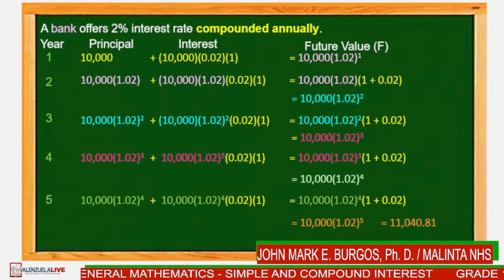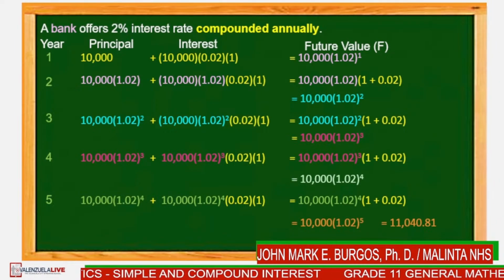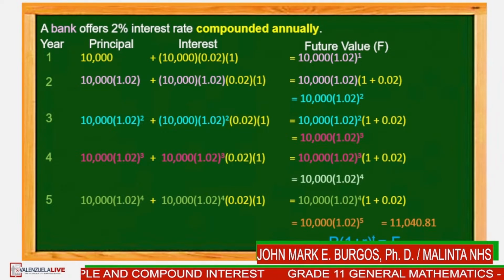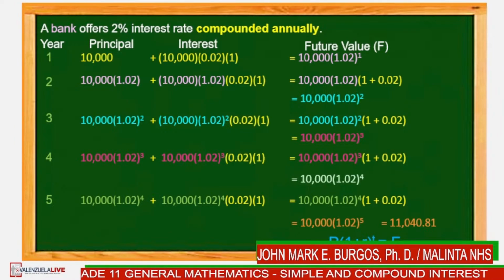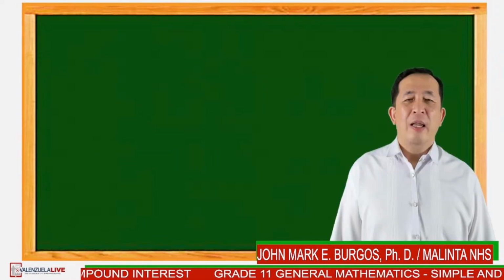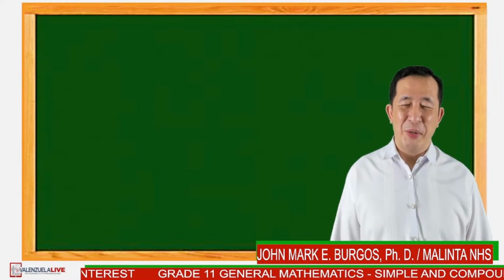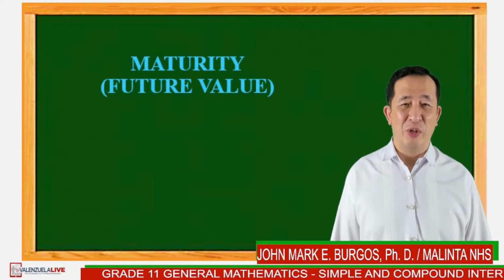If you look at the table, we can derive the formula. So the derived formula will be P quantity 1 plus R quantity raised to the power of T is equal to F, or the future value. Let's proceed to the next lesson, which is the maturity or future value.